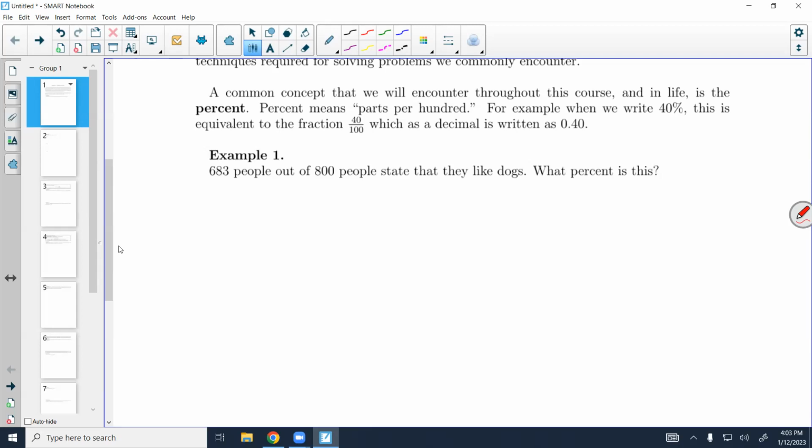So our first example here, we have 683 people out of 800 people state that they like dogs. What percent is this? So to find percent, you simply take the part, divide it by the whole, and multiply by 100. So in this case, the part is 683, and the whole, the total amount of people, is 800.